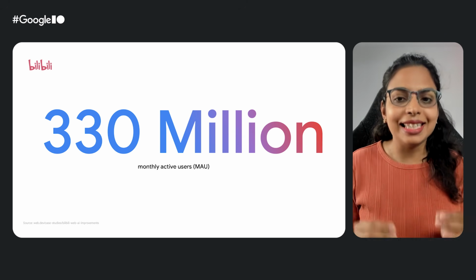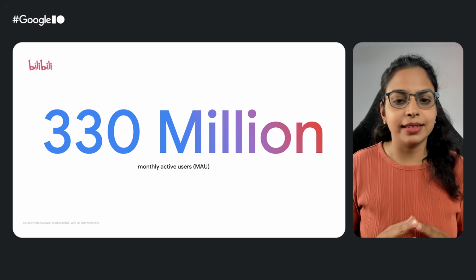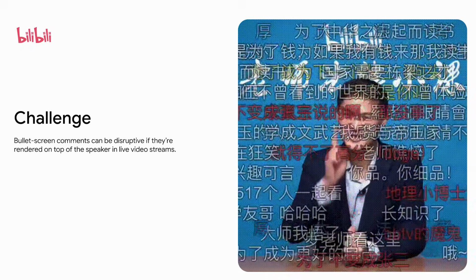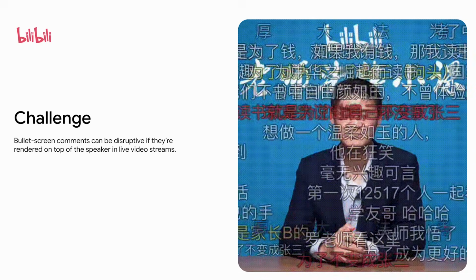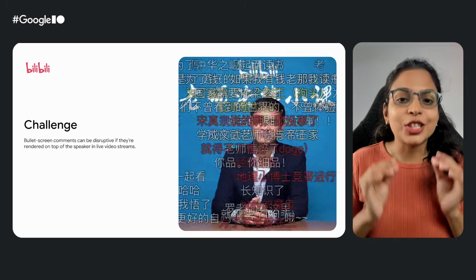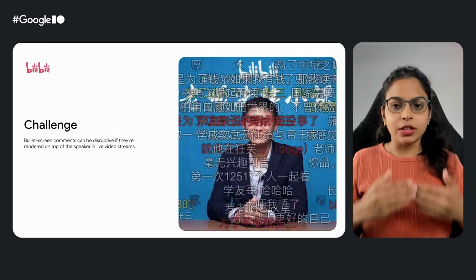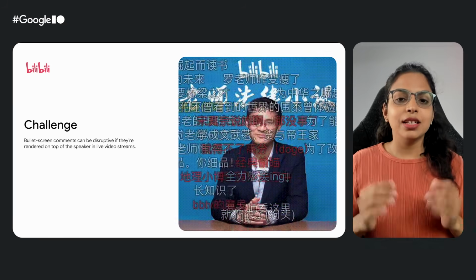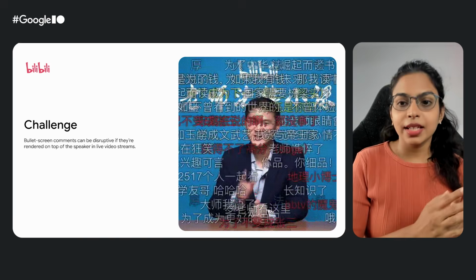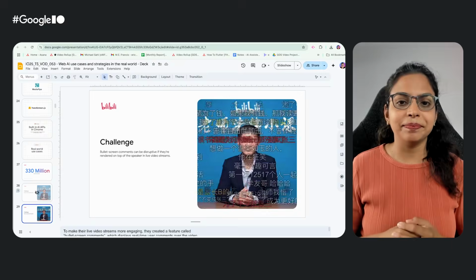Bilibili is an entertainment content platform with over 330 million monthly active users. To make their live video streams more engaging, they created a feature called bullet screen comments, which displays real-time user comments over the video. The challenge Bilibili faced was that the comments can become disruptive if they are rendered on top of the speaker. So they needed a way to know which areas of the screen are the speaker and which ones aren't, so that they could render the comments behind the speaker.